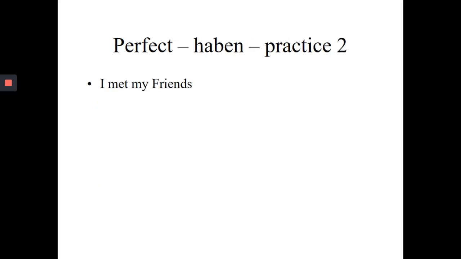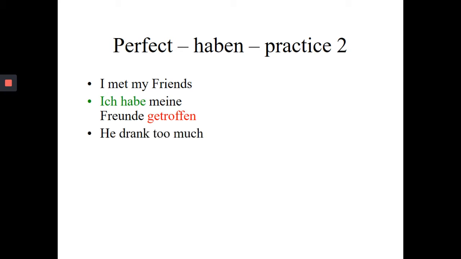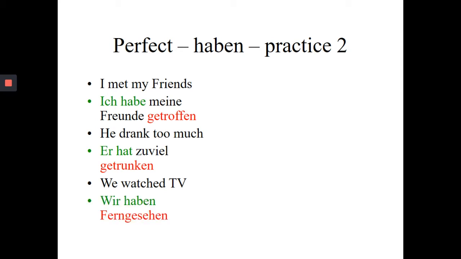So here's some practice. I met my friends. How would you write that in German? You can pause the video after each one if you want. So I met my friends. Ich habe meine Freunde getroffen. He drank too much. Pause the video. Hat zu viel getrunken. We watched TV. Pause the video. Wir haben ferngesehen. They ate pizza. Pause the video. Sie haben Pizza gegessen.